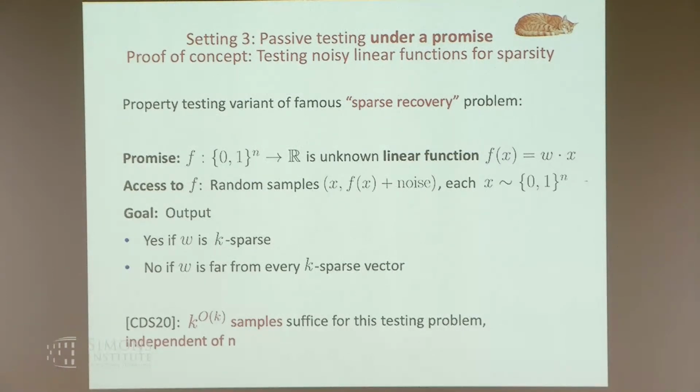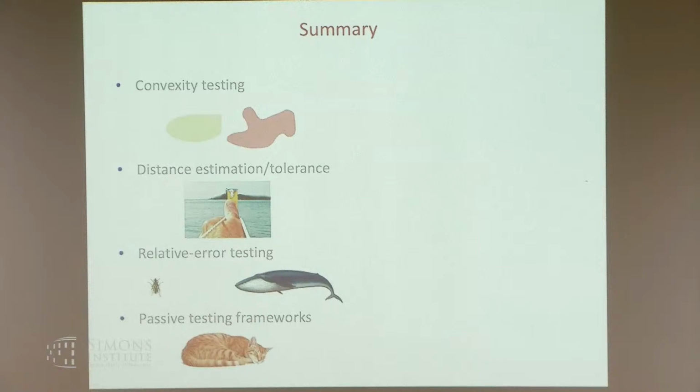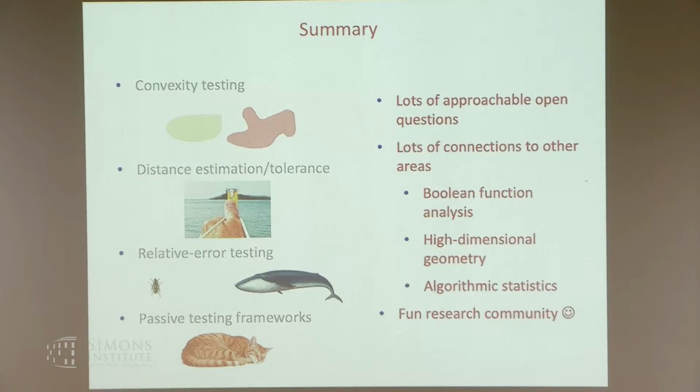Okay. So I think I'm really out of time. This is the very last slide, or almost the last slide. Just to recap, we talked about convexity testing, my favorite problem, which I hope you'll all go off and solve. We saw these different frameworks, tolerant property testing or distance estimation, this recent framework of relative error testing. We saw a number of passive testing frameworks. So I think there's interesting stuff going on here. Hopefully you feel that way too. Just as a 30-second thing to encourage you to work on property testing of Boolean functions in case you're not working on it already.